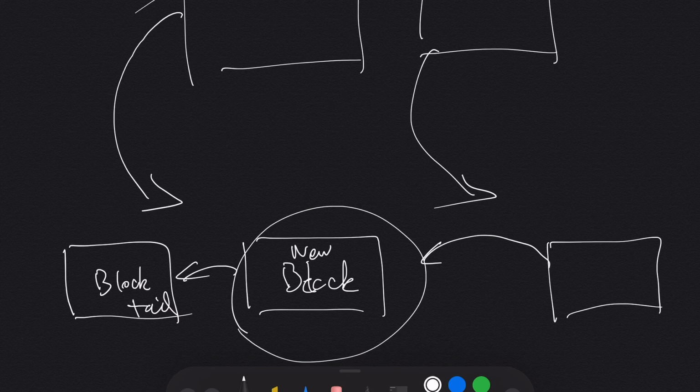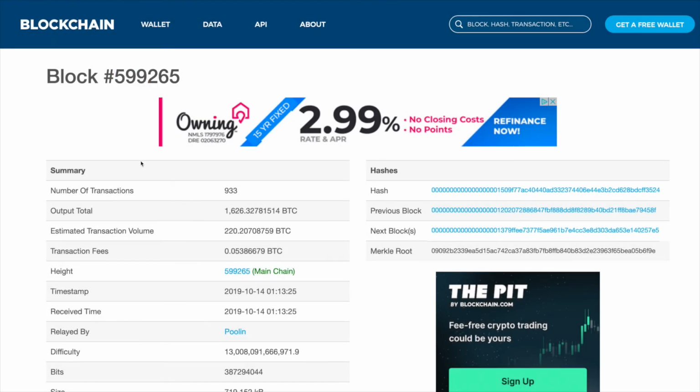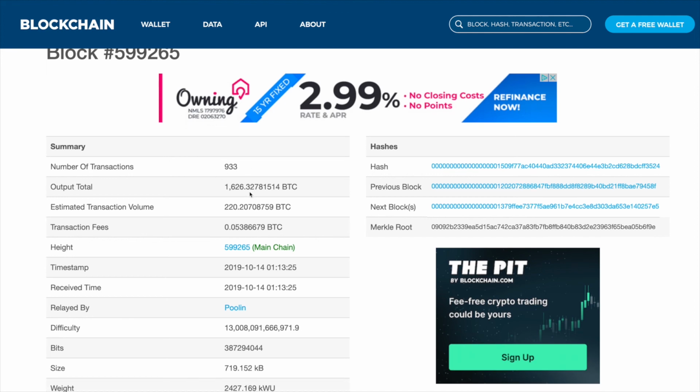Right now, there's a concept called the block height. It's how many blocks have been produced since Bitcoin was born. Right now, it's pretty close to 600,000 blocks produced. Okay, now let's take a look at a real block. This is a block I randomly picked today, and you can see here it has 933 transactions.